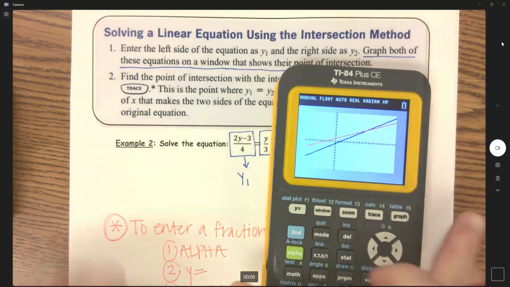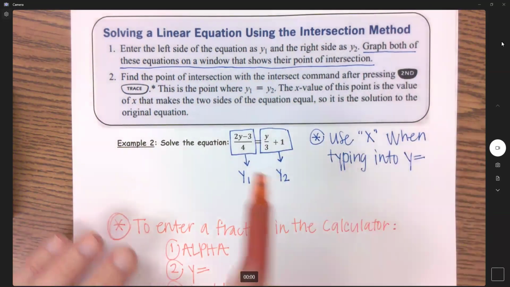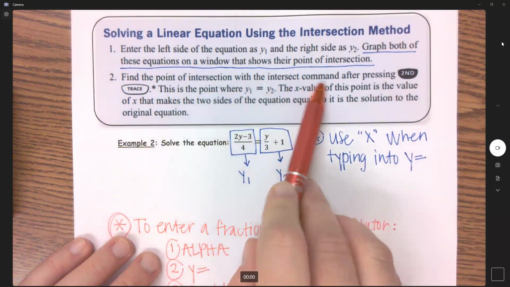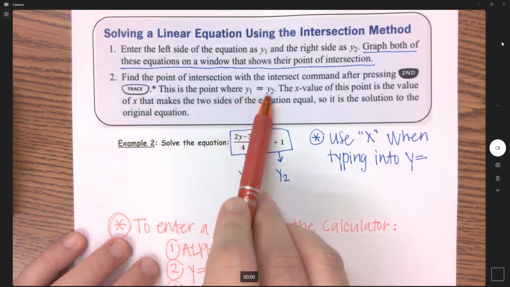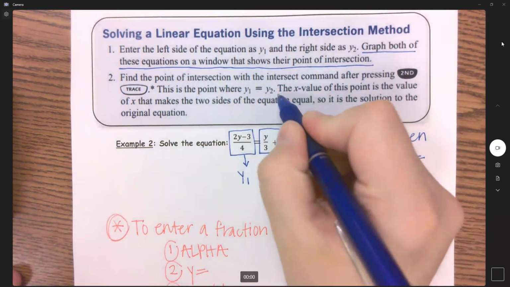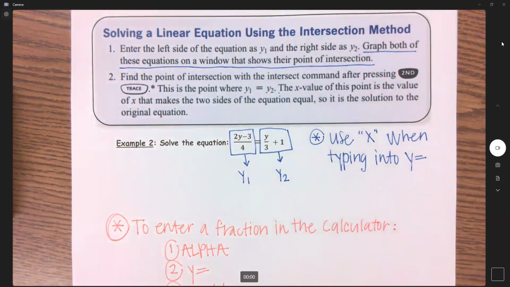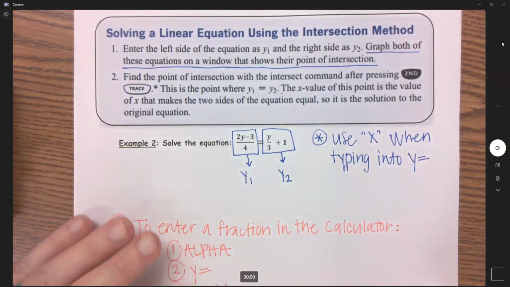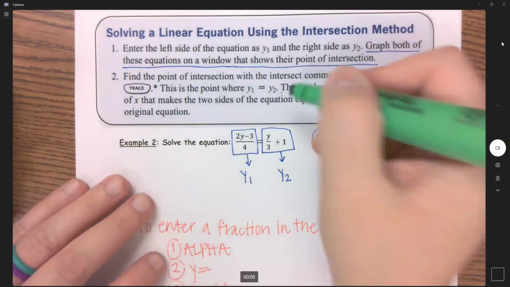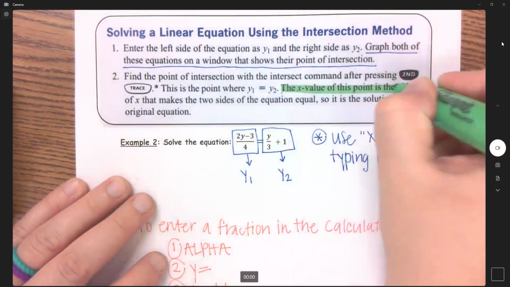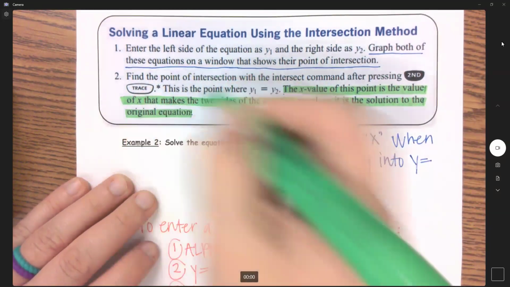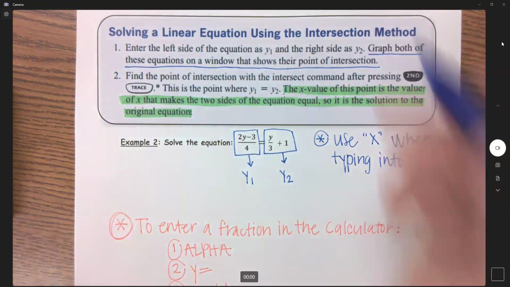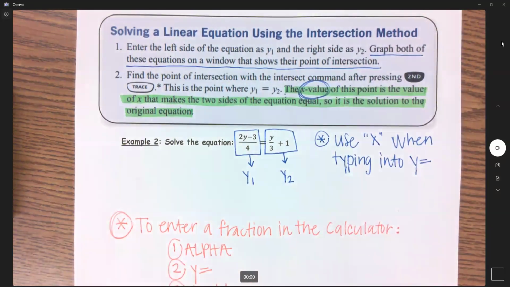So now let's find that intersection. Now it tells you what to do here. It says, find the point of intersection with the intersection command after pressing second trace. This is the point where our y1 equals our y2. Let's actually highlight this. The x value of this point is the value that makes the two sides of the equation equal. So it is the solution to the original problem. Let's just highlight that whole thing there. Okay. Keyword, that x value.